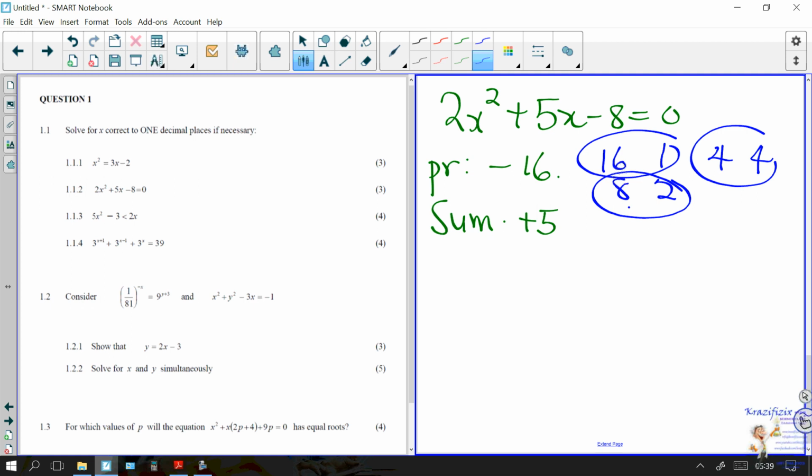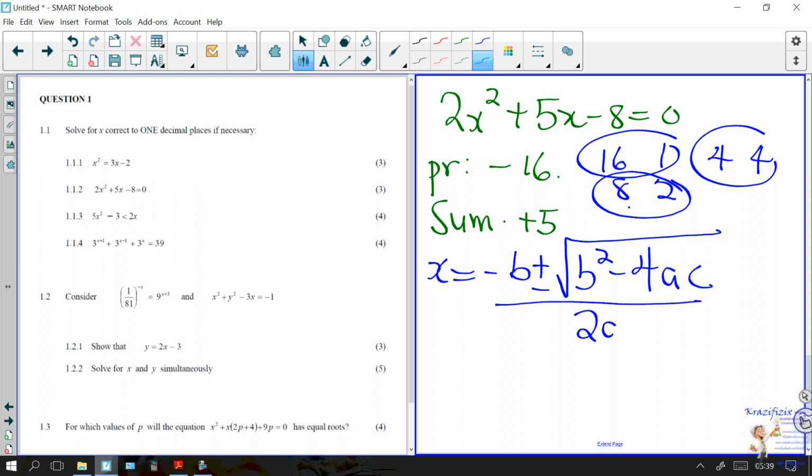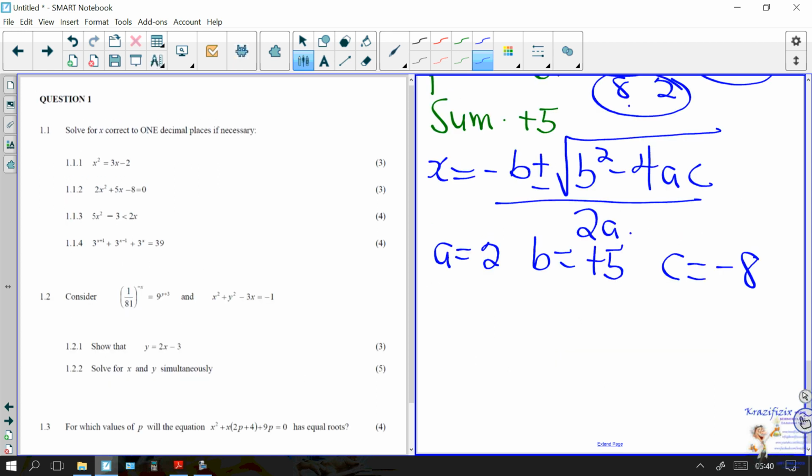Once that doesn't exist, then I run to what you call my quadratic formula, which is negative b plus or minus the square root of b squared minus 4ac over 2a, where my a equals 2, my b equals positive 5, and my c equals negative 8. So grade 10s, this is how we work things out. And if you're in grade 12, you also need to just know that quickly.